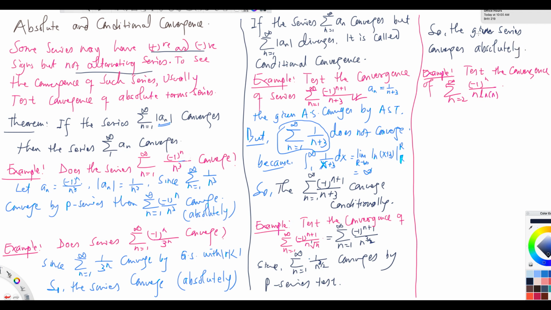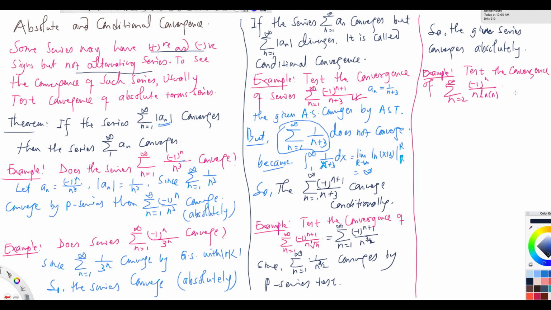Okay, the given series converges absolutely, meaning this series also converges. Because if the series of the absolute term converges, the given series also converges, because the bigger series converges means the smaller series converges by the comparison test. Okay, so that series converges absolutely. Let us do another example.